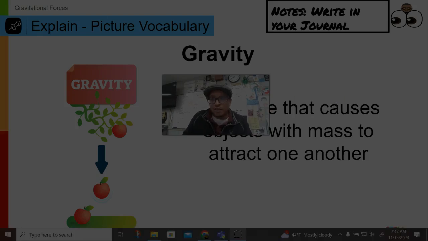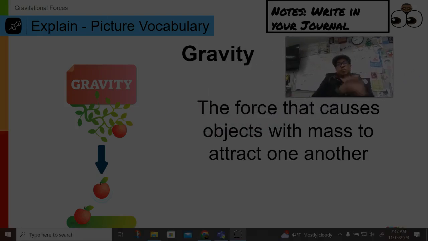All right, now this is where you actually got to start writing in your journal. So I'm going to talk about the slide and I'm going to move on. You pause it as you need to, okay? So gravity, this is something that we have been talking about, and now we're just going to actually put an actual definition to it. So gravity is the force that causes objects with mass, so if an object has mass, to attract to one another. So gravity is an attractive force.